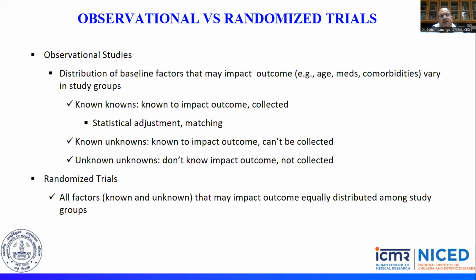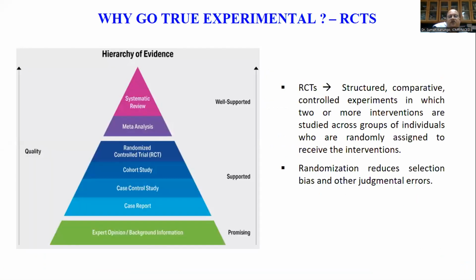In randomized trials, all factors, known and unknown, that may impact outcome are equally distributed among study groups. This is very important. The importance of randomization is that it can control the unknown factors also.